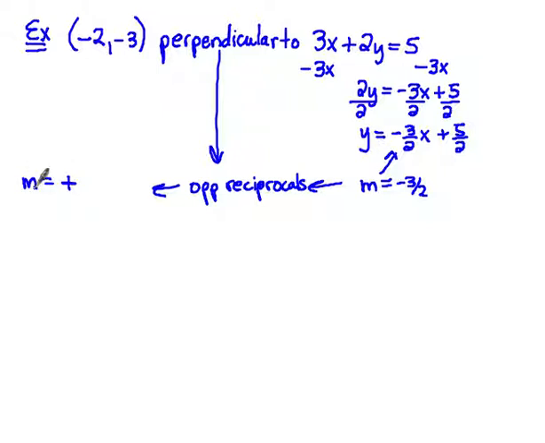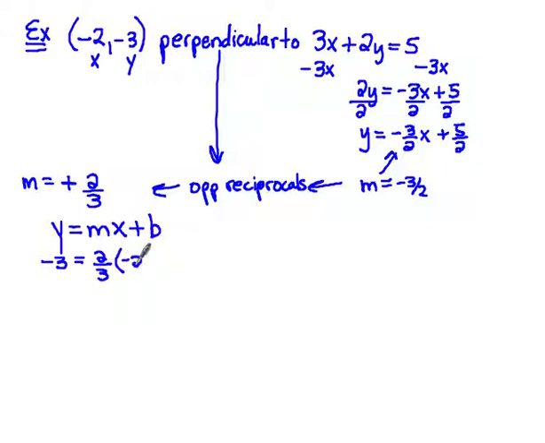And the reciprocal of 3/2 would be 2/3. All right? So, I have an x value, a y value, and a slope. So, I'm going to go to y equals mx plus b. My y value is -3. My slope is 2/3. My x value is -2 plus b. So I have -3.